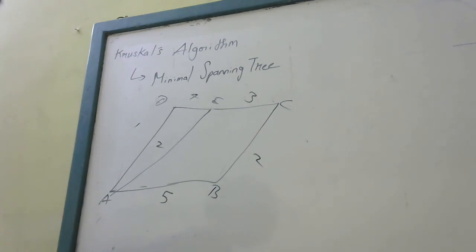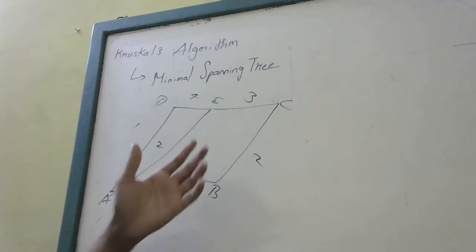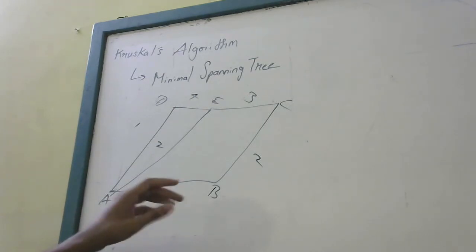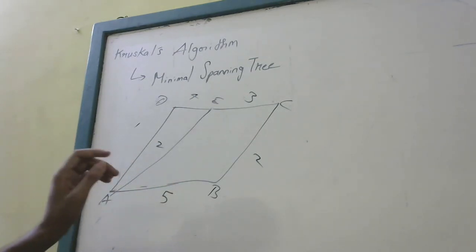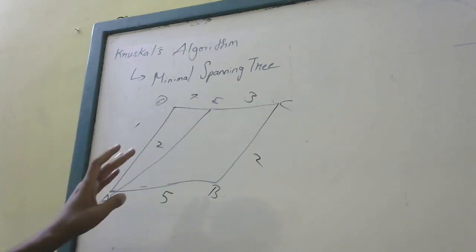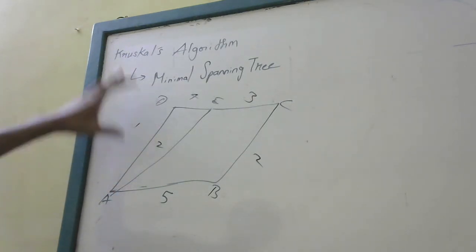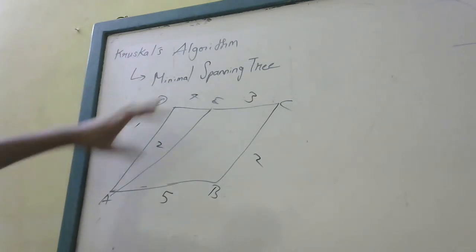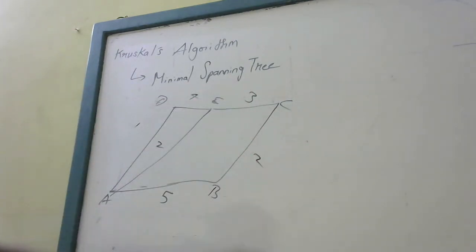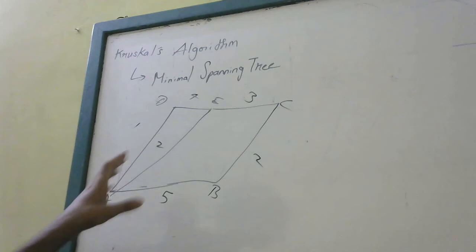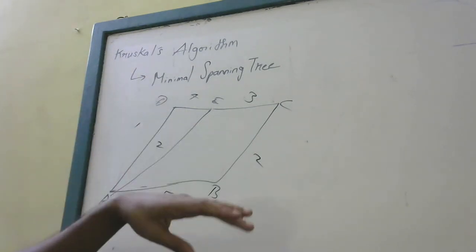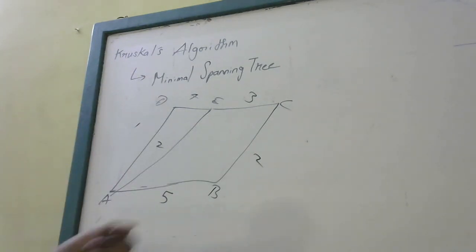Now, what do we do in Kruskal's algorithm? In Kruskal's algorithm, basically, first we take the edge with the least weight, and then we build from there. So basically, DA has the least weight. First, we're going to put that, and then AE and BC have the next least weights. We're going to build it using that, and so on. So let's see how we're going to do it.